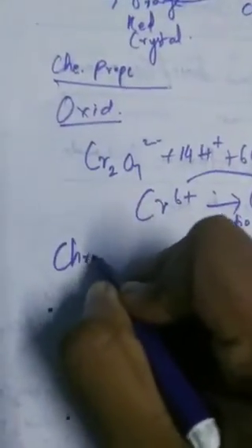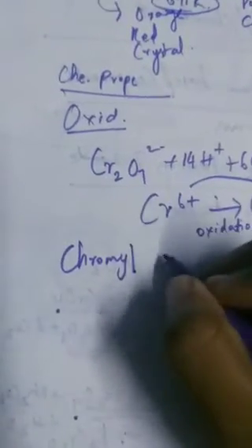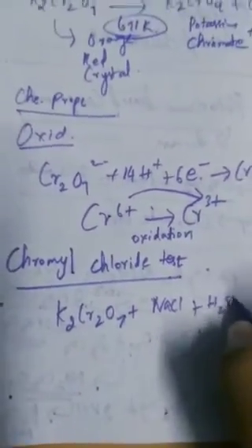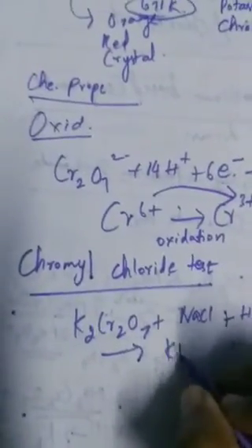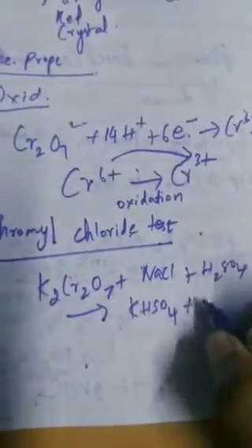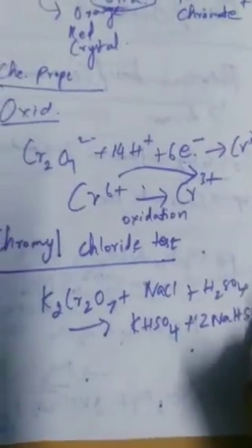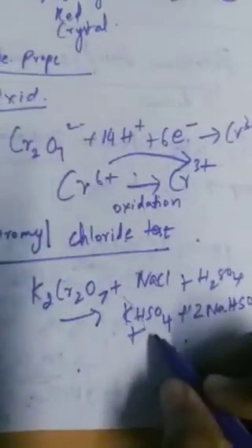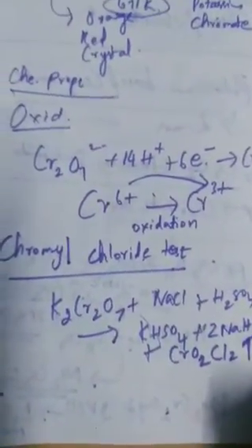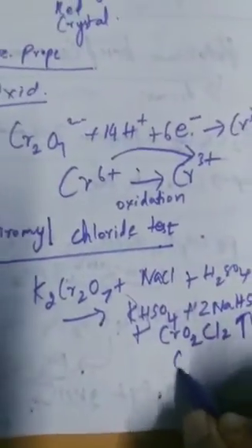Now we are going to see an important test we will do in salt analysis, that is the chromyl chloride test. In the chromyl chloride test, potassium dichromate is taken and added with NaCl plus H2SO4. We will get KHSO4, that is potassium bisulfate, plus NaHSO4, plus we will get CrO2Cl2 plus H2O. This CrO2Cl2 is vapor.